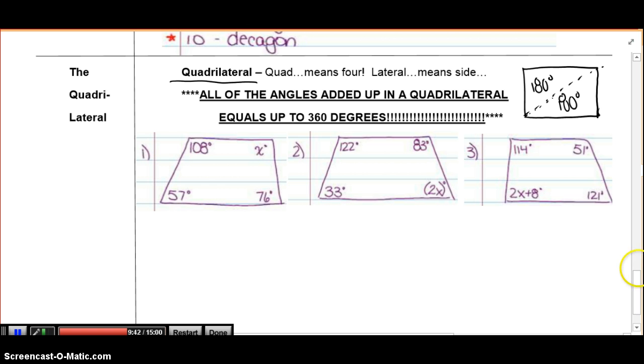Now, again, with quadrilaterals, this is extremely important. If you were to add up all the angles, it equals 360, 360. Look at all those exclamation points and those stars, ladies and gentlemen. That means this is extremely important and something you don't want to forget.